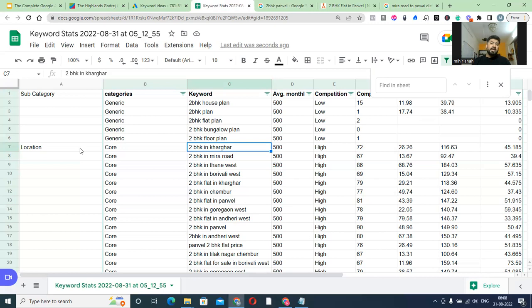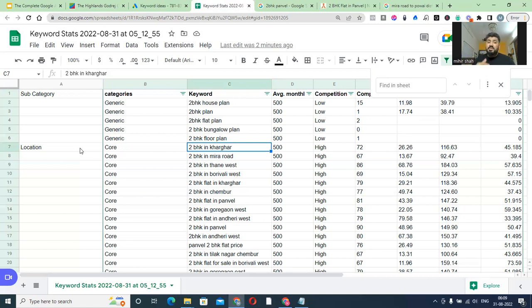But in this case, what will happen is, somebody searching for Kharghar, we will specify that we want to show you a property in Panvel. When this person clicks and comes to the website, he's already ready in his mind that he's clicking on a location in Panvel and then going to a website.